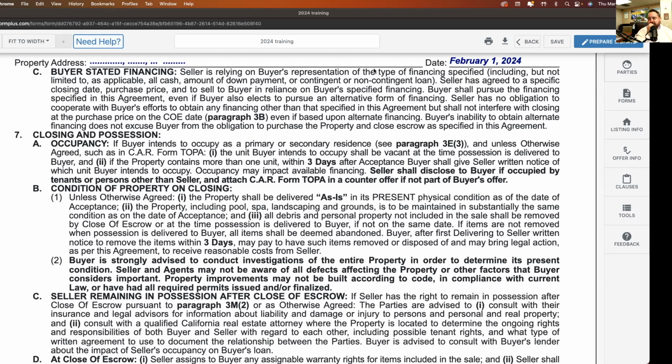Zulia, I'm sorry, I saw you had your hand up. Did you have a question? So do you think that giving a 60-day notice to the tenant after the close of escrow is a good chance to have them leaving the property?